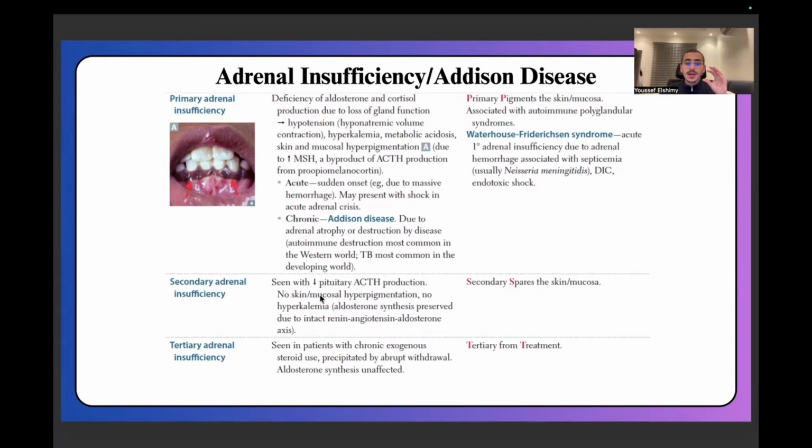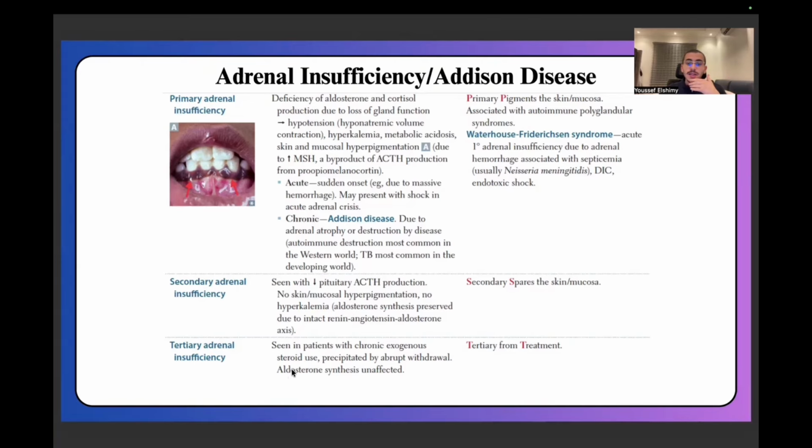Secondary means that in the upper center, the pituitary itself is not producing ACTH. So there's decreased secretion of ACTH, and this would lead to decreased production of adrenal hormones, the corticosteroids, as well as mineralocorticoids, as well as androgens. So what would happen? There would be no skin pigmentation, because you're not producing ACTH, so you're not producing MSH. There would be no hyperkalemia, because aldosterone synthesis is still happening, since it's mainly controlled by the RAS system.